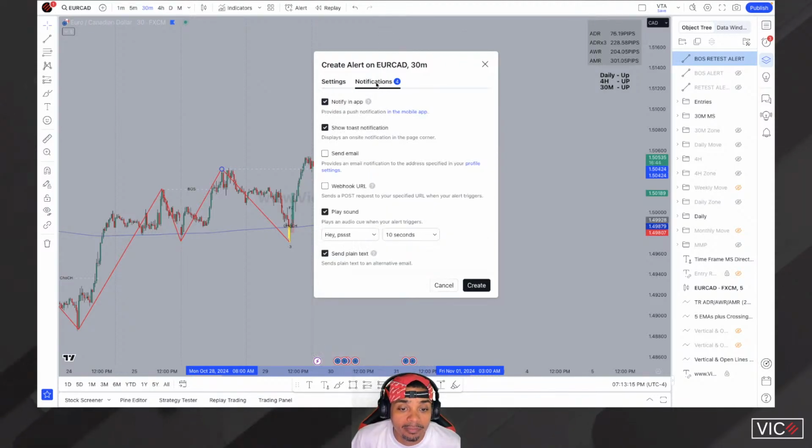Notice you're going to see the settings to send me plain text, right? Play a sound also and notify the app. So the TradingView app on my phone, I get a notification. I also get a text message sent via plain text to my phone. My alternative email address is my telephone number at my carrier's SMS.